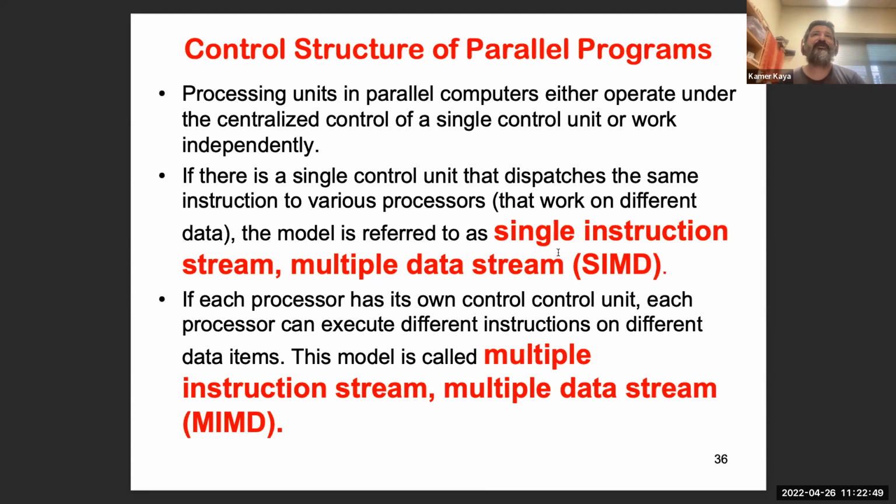If each processor has its own control unit, each processor can execute different instructions on different data items. This model is called multiple instruction stream, multiple data stream. So they are independent from each other, okay? Each processor is doing different things at different times, with maybe different data, maybe the same data, but they are doing different things, okay? So that's the important thing in MIMD.